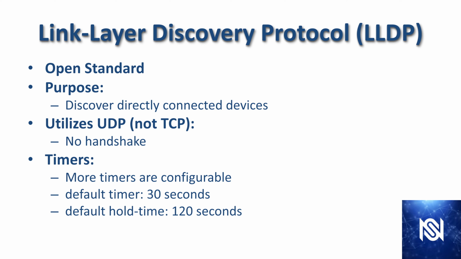LLDP uses UDP rather than TCP, which means there's no handshake. LLDP does have a number of configurable timers. The default timer is 30 seconds, which means every 30 seconds it's sending out the UDP packets. And the hold down timer is 120 seconds, which means that if it hasn't heard from one of its neighbors after 120 seconds, it's dropped from the LLDP table.